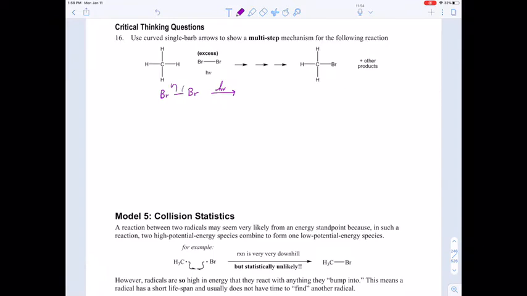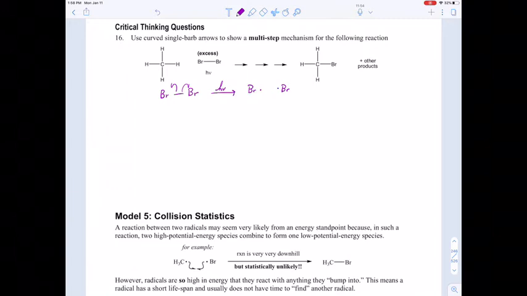So we're going to do something like that. We saw this on the previous page. If you look on page 227, on the right-hand side, you'll see that happening. Okay, so that's going to give us bromine radicals.